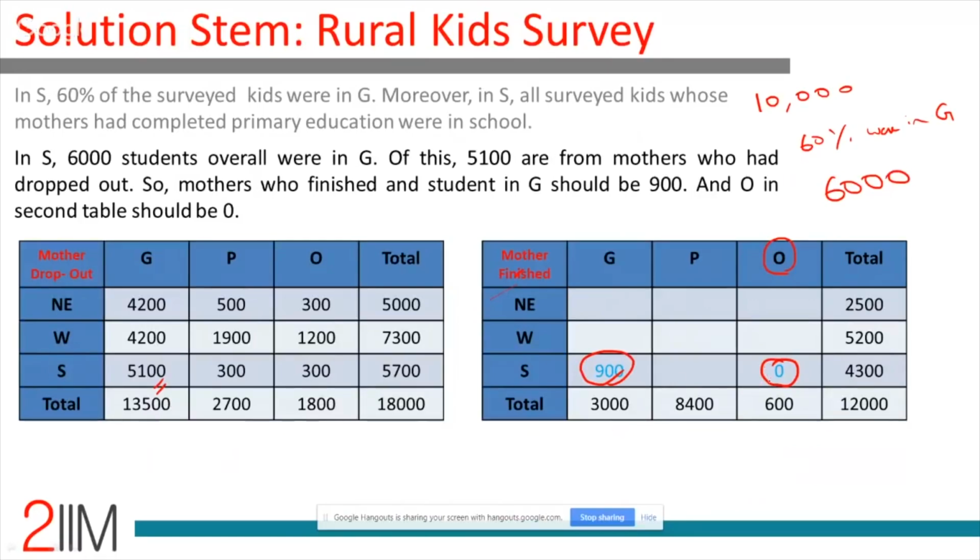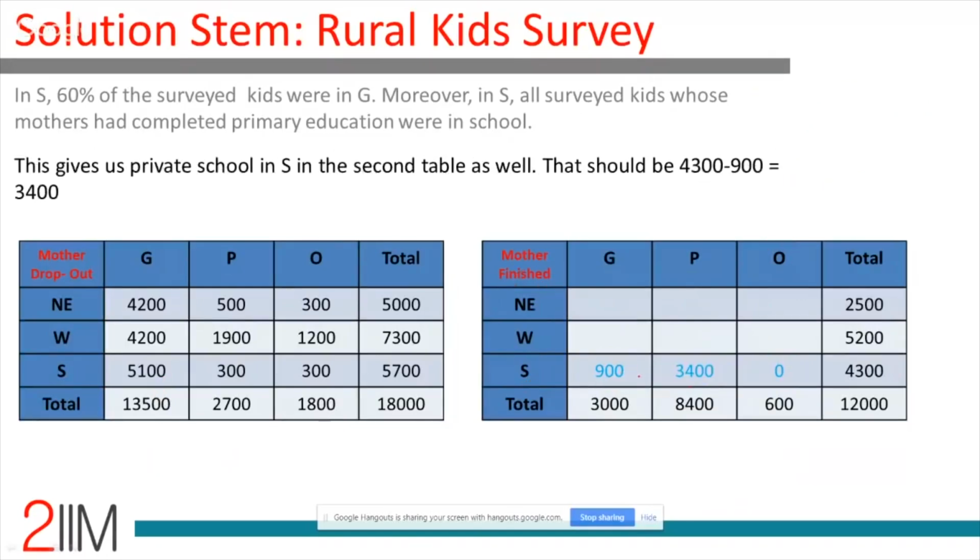What can you fill straight away? The total in South among the mothers who finished primary education is 4,300. This number is 900. It should be 3,400. You get these two, you get this. You've got an entire row filled. So you get any one, you get one more. You get one, you'll get one more cell. You get 2, you'll get 2 more cells, and then finish everything up. And so let's see the next piece that's available for us.